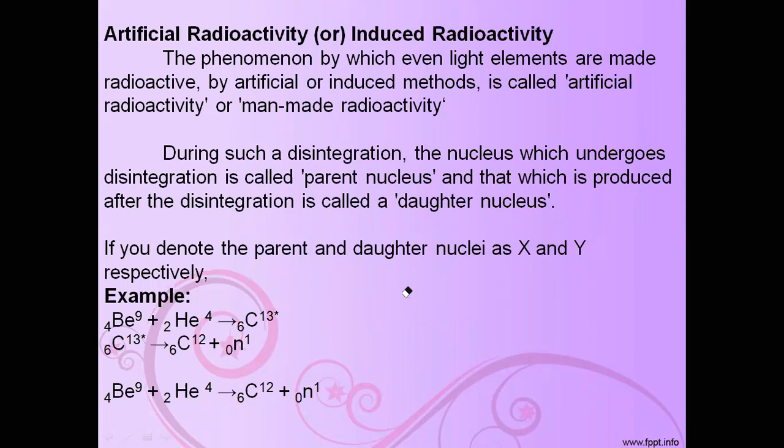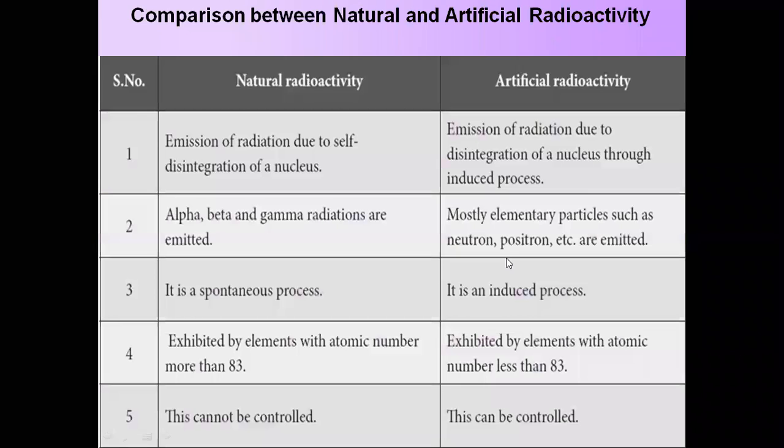So the phenomenon by which even light elements are made radioactive by an artificial or induced method is called artificial radioactivity, or man-made radioactivity. These are the two types of radioactivity. Next, what is the difference between natural radioactivity and artificial radioactivity? In natural radioactivity, there is emission of radiation due to self-disintegration of the nucleus. In artificial radioactivity, there is emission of radiation due to disintegration of the nucleus through an induced process.